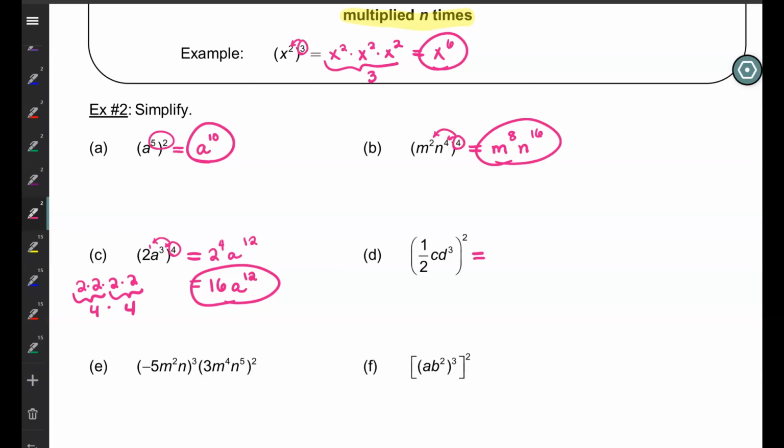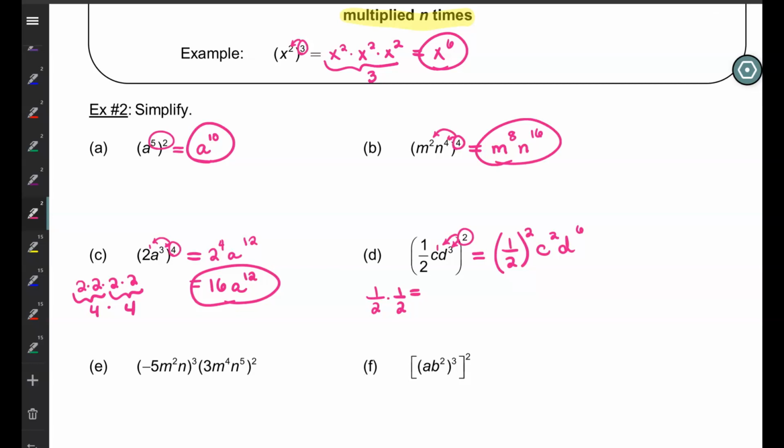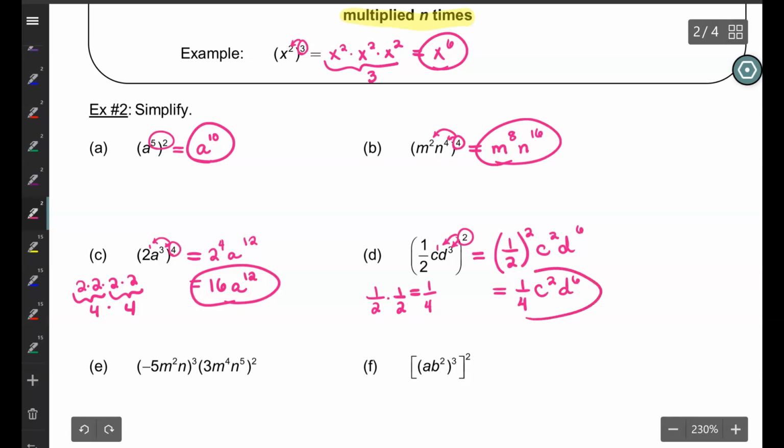Okay, next one. Now I have a half and I see a 2 here. So that means I'm going to have 1/2 to the 2nd power, c, so multiply, that's going to be c squared, multiply d to the 3rd raised to the 2nd power is going to be d to the 6th. Now 1/2 squared really means 1/2 times 1/2. Again, you can use your calculator for this, but if you have fractions, we're just going to multiply the numerators, multiply the denominators, so we get 1/4 c squared d to the 6th.